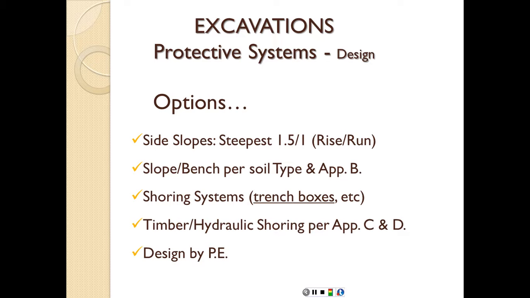What kind of protective systems are we going to use? We're going to need side slopes. The steepest is going to be 1.5 to 1, which is rise over run. Slope or bench per soil type and application, like for example, we're going to look at type B of soils. Shoring systems like trench boxes, etc. Timber or hydraulic shoring per appendices C and D, as we're going to see in the book. And it has to be designed by a professional engineer. So these are basically some of the protective systems that we're going to use in excavation.